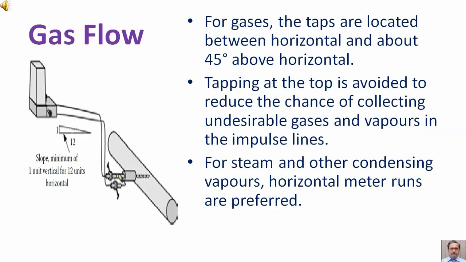Gas flow. For gases, the taps are located between the horizontal and about 45 degrees above horizontal. Tapping at the top is avoided to reduce the chance of collecting undesirable gases and vapors in the impulse lines. For steam and other condensing vapors, horizontal meter runs are preferred.